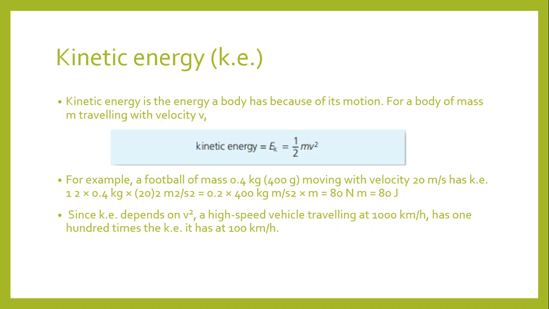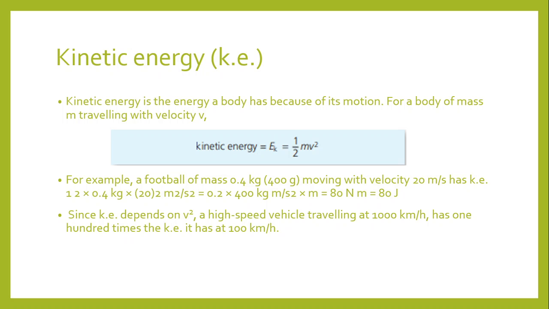Kinetic energy is the energy that the body has because of its motion, for a body of mass m that is traveling with velocity v. As the word itself says, kinetic energy is possessed by any object or anything that is moving or is in motion. For a body which has mass m, traveling with velocity v, we'll get the formula of kinetic energy, that is 1/2 mv squared.